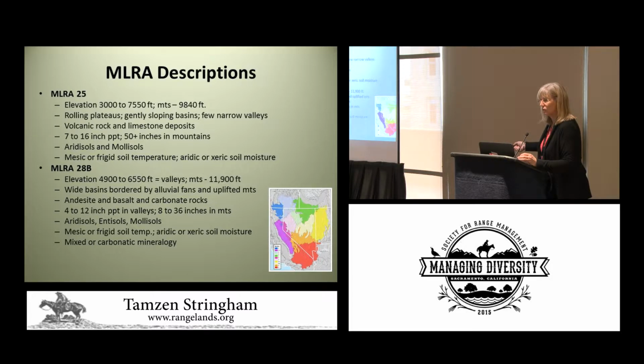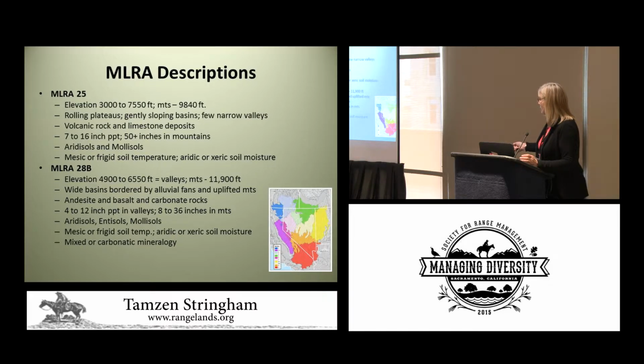Okay, we're getting a little bit colder. Aridic or xeric soil moisture. And then we drop down into 28. Elevation's going up on average. We're getting pretty tall in the mountains. We're getting alluvial fans on those mountains, so big tall mountains with alluvial fans on the toe slopes coming down.